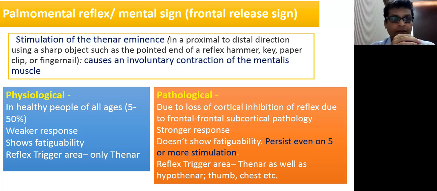Well, what is pathological mental sign? Here the response is stronger and it doesn't show fatigability, and hence you have to always give 5 or more stimulations to differentiate it from the physiological palmomental reflex. And always try to demonstrate this reflex by stimulating other trigger areas like hypothenar, thumb, chest, etc. So here the reflex trigger area will be much wider. Apart from the thenar eminence, you can stimulate this reflex with other areas also. While in physiological, only the thenar area will bring this reflex, and that is again weaker with evidence of fatigability.